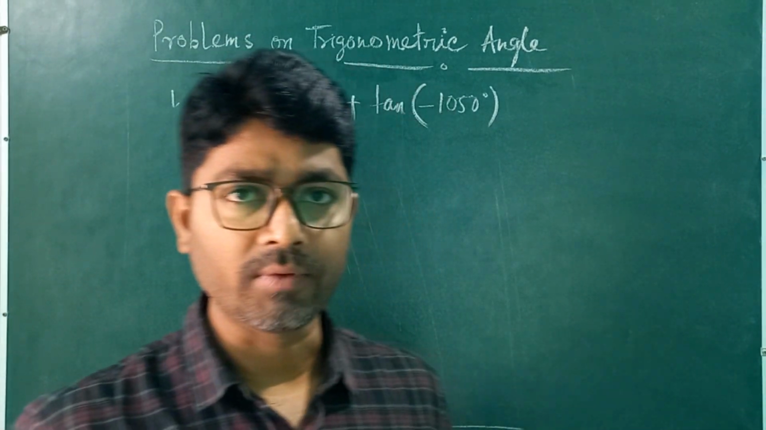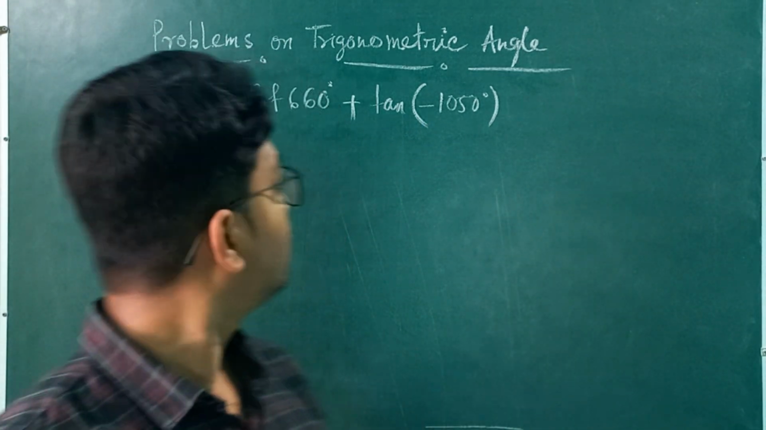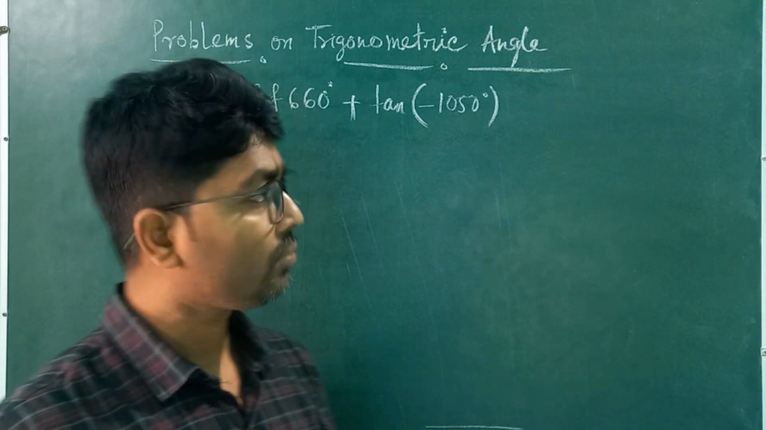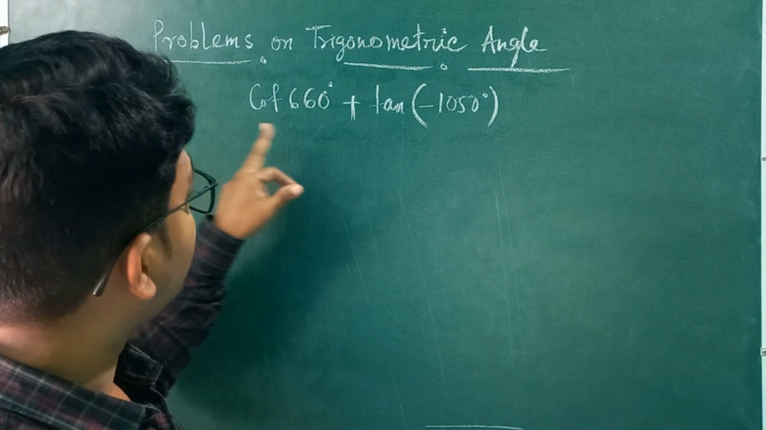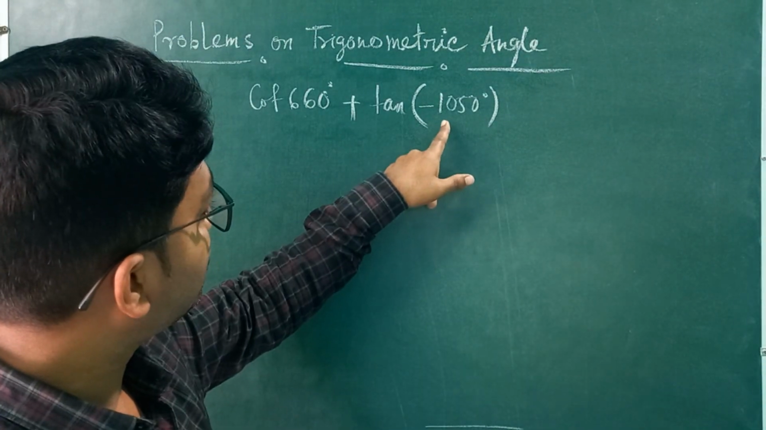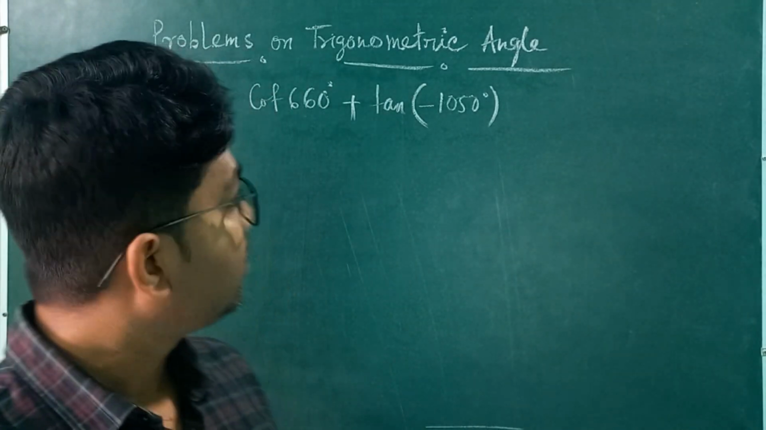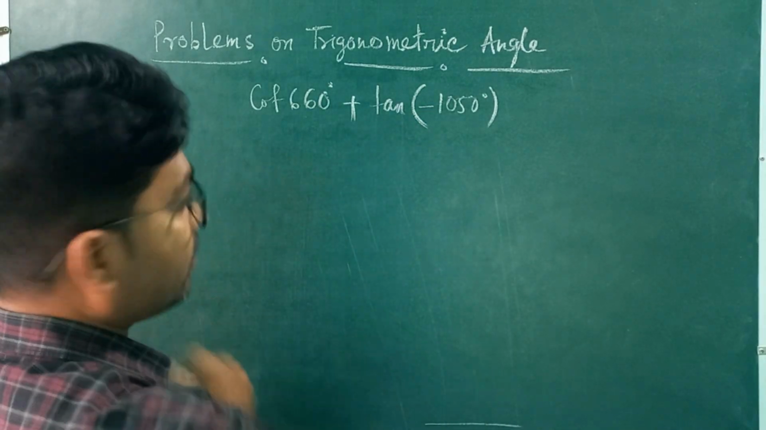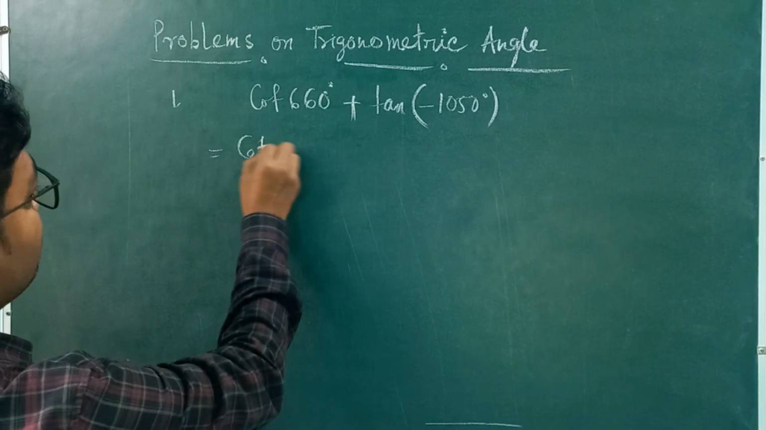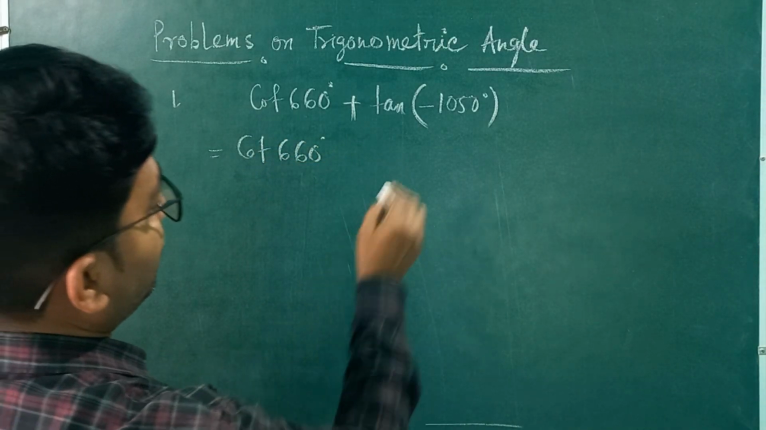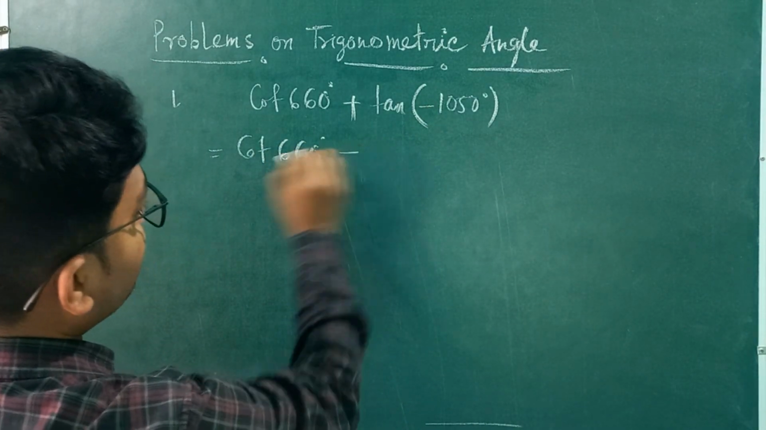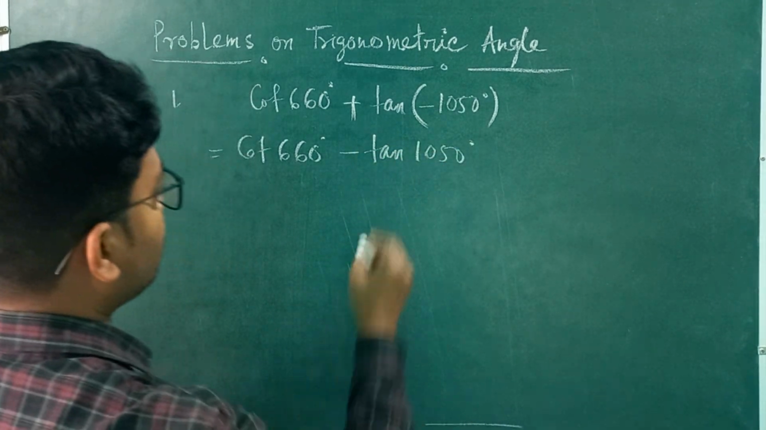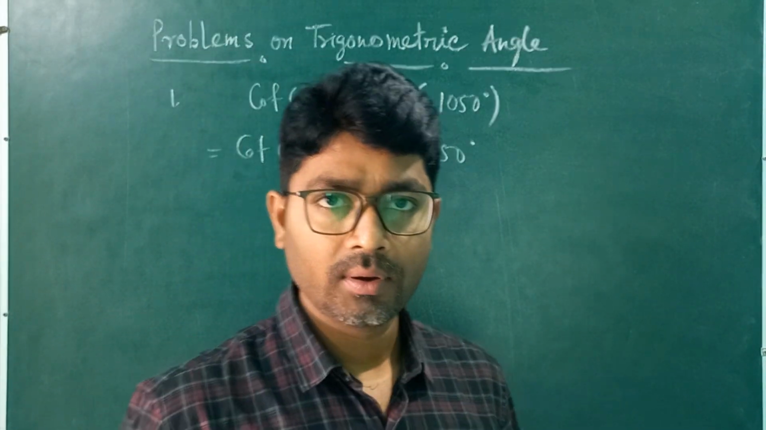If you missed my first video, there I also explain how to calculate the trigonometric ratio in any angle. First of all, we have to see whether there is any negative angle. You see there, this is a negative angle. So first we will apply our trick, that is we will eliminate this negative sign from the angle. This one cot 660 degree and this negative sign will be outside of tan, that is tan 1050. That is our first step.